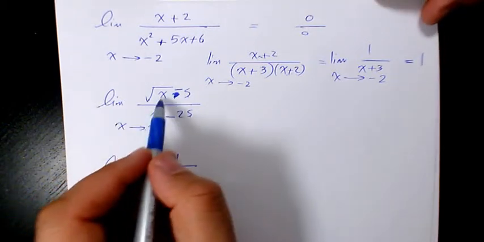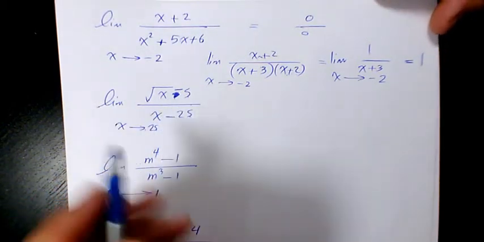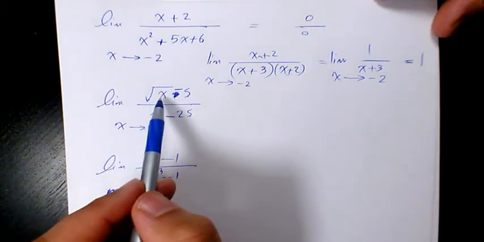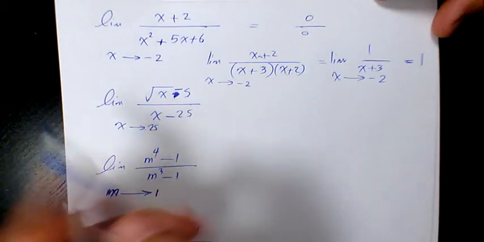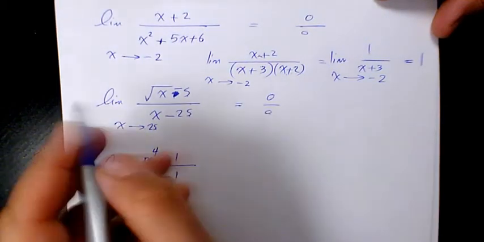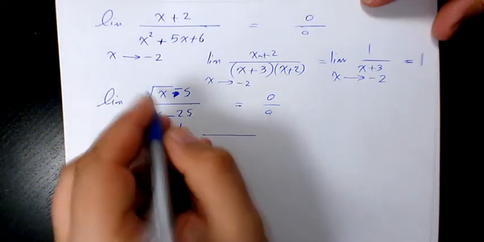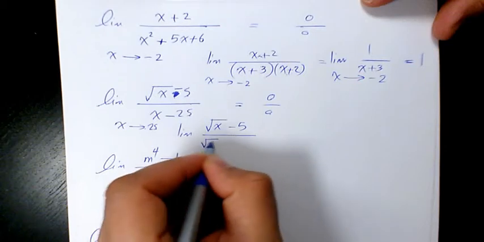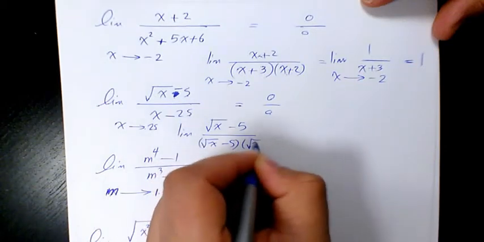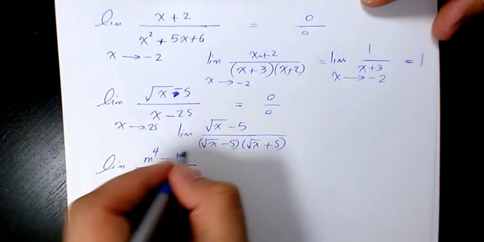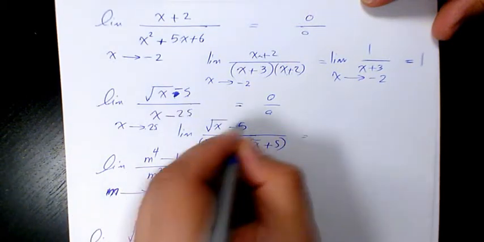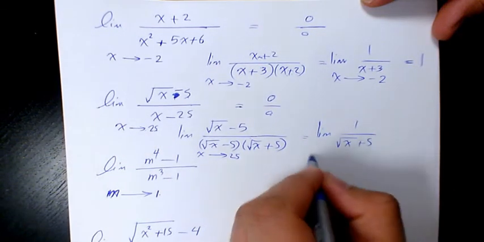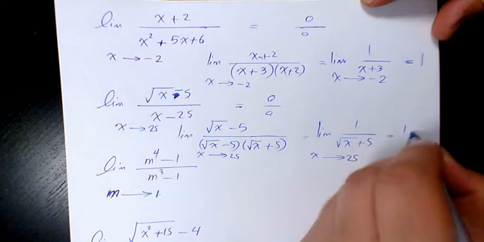Next one is the limit of (square root of x minus 5) over (x minus 25) when x approaches 25. That's going to be square root of 25 minus 5 over 25 minus 25, which is going to be 0 over 0. Then you have the difference of squares. These two cancel out. This is going to be the limit of 1 over (square root of x plus 5) when x approaches 25, which is going to be 1 over 10.